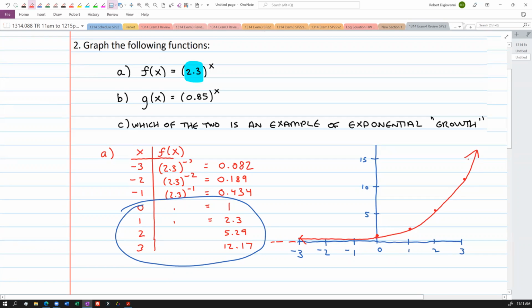Okay, the other one, part B, the number that we're raising is 0.85. That's smaller than 1. So this is an example of what we called exponential decay. So that means the graph is going to look like this, but flipped over. So it's going to go down like that instead. It's going to go up on the left and down on the right for part B. So let's do part B real quick.